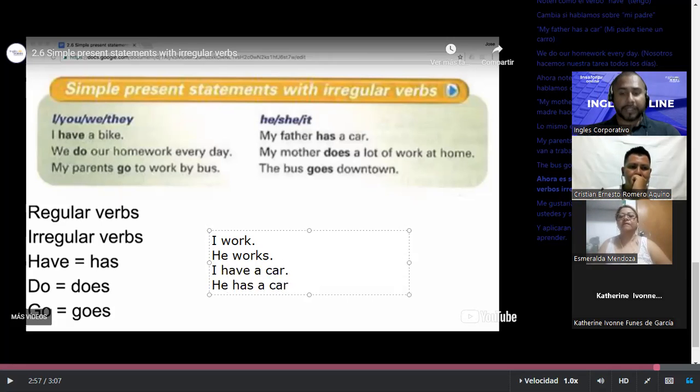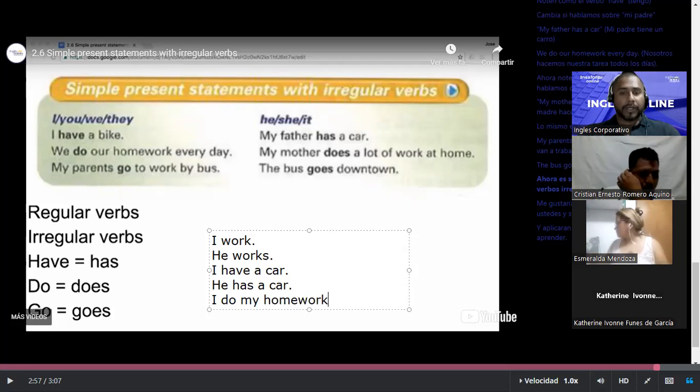He has a car, right? En tercera persona, en el caso de do, se convierte en does. Por ejemplo, tú dices, I do my homework. Yo hago mi tarea, homework. En tercera persona, ¿cómo sería?